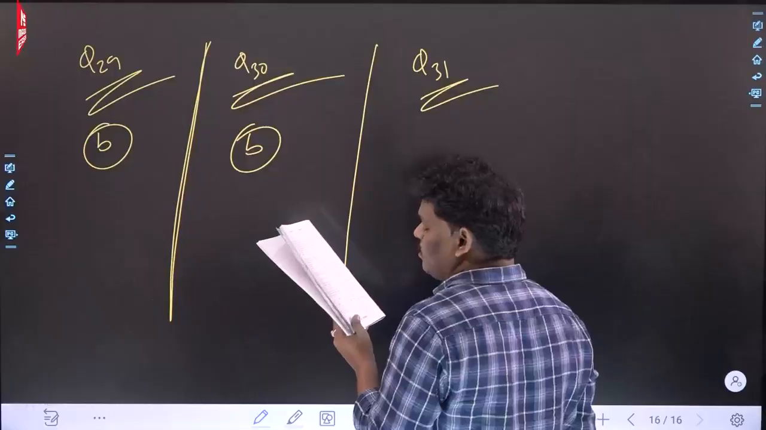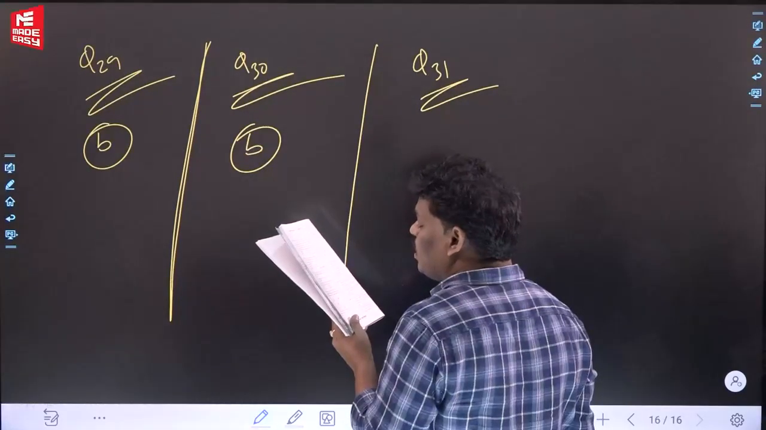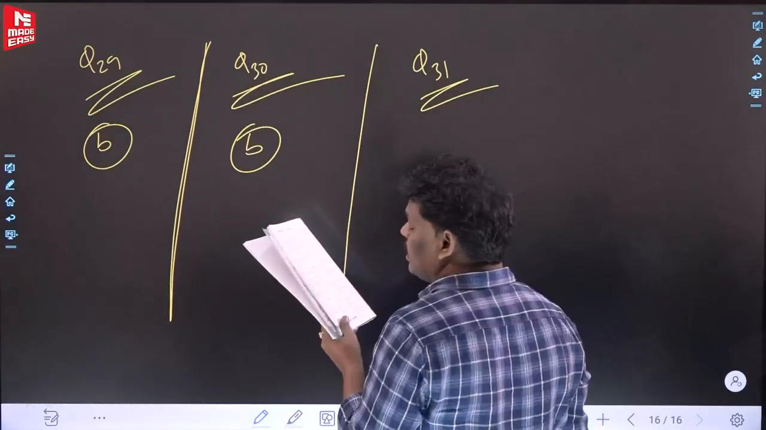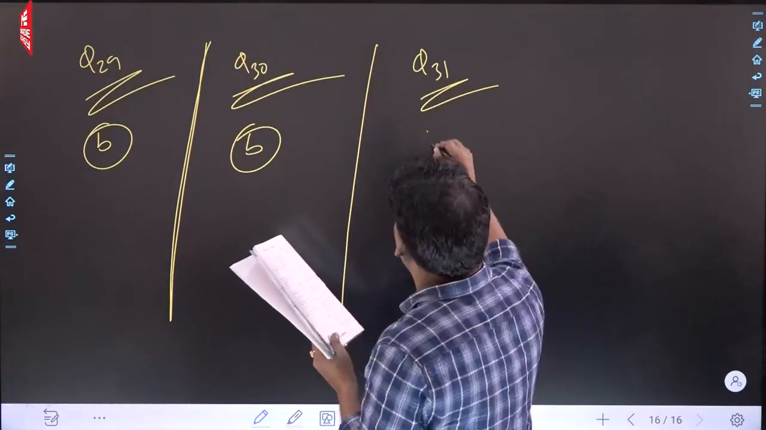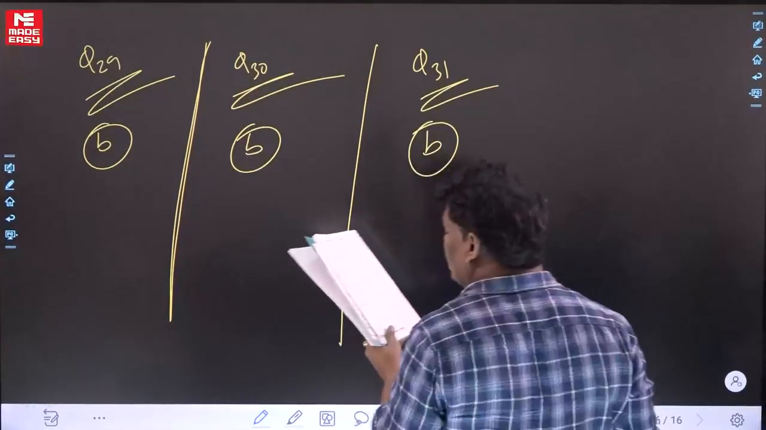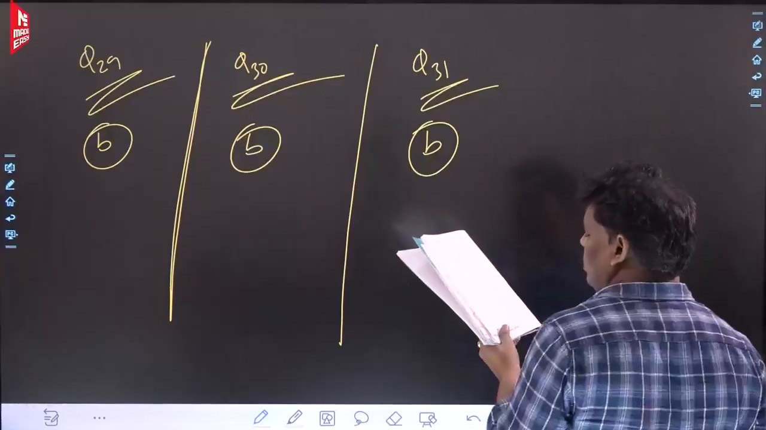So what is the answer? He is asking which one of the following statements is correct. I think Q only. P is not correct, only Q is correct. Q only. B.